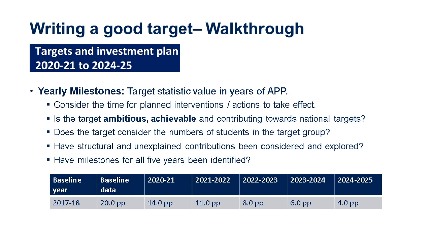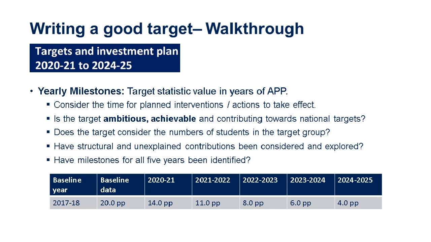So yearly milestones. This is where we want to see target statistical values. Apologies, I think I was just on the wrong slide there. We just jumped ahead a little bit. So onto the yearly milestones. This is the target statistic we want to see in the following years of the APP.